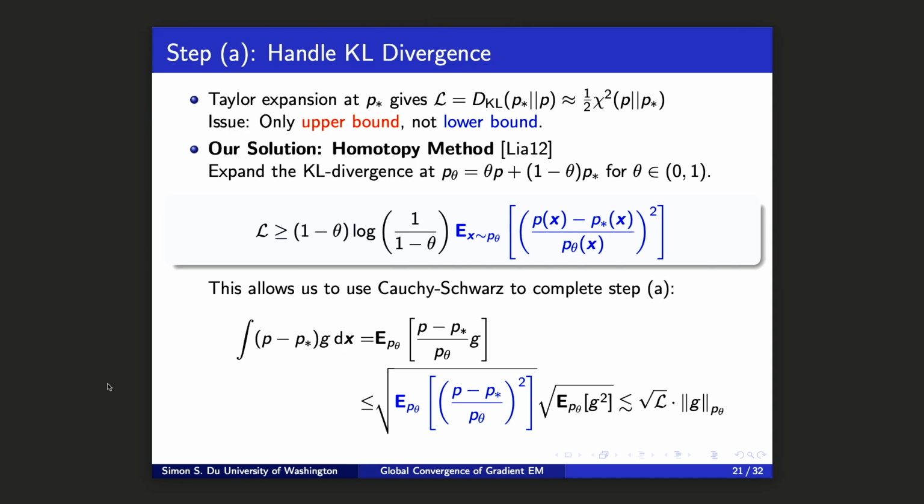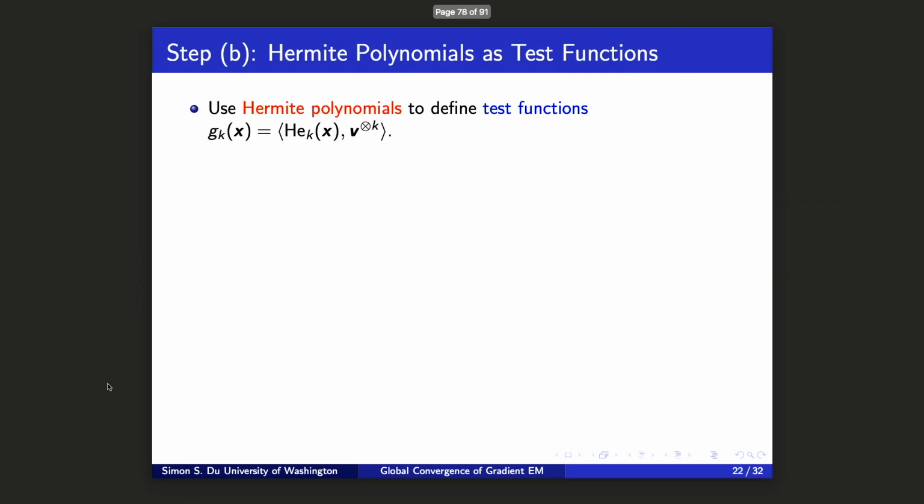So the main takeaway here is that this is a very useful inequality. You can use it to upper bound, and also lower bound, KL, and when combined with the test function idea, it gives a very useful bound here.